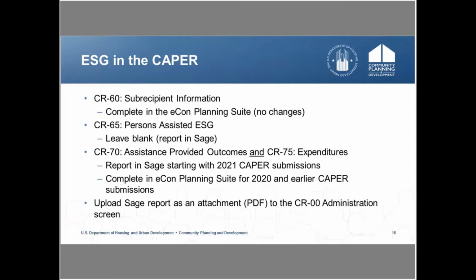The newest part here is the CR70 and CR75. This is the assistance provided outcome screen and then your expenditures screen. Starting in 2021, you'll be completing both of these screens in the SAGE report and not in the CAPER template itself. Again, this is new. For 2021 CAPERs for ESG, you're completing CR70 and CR75 in the SAGE report that will get attached to the admin screen, and you're not completing it in the CAPER template. For those of you still working under the 2020 CAPER, the CR70 and CR75 are to be completed in the CAPER template for 2020. That change is effective 2021.